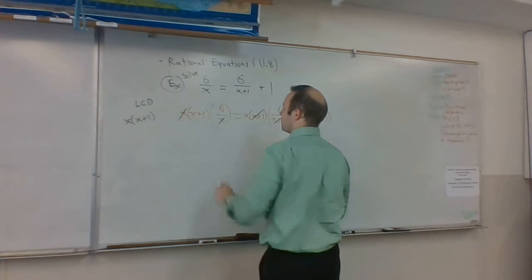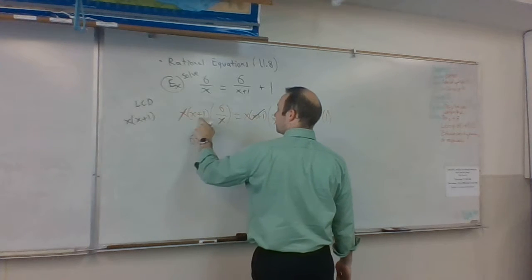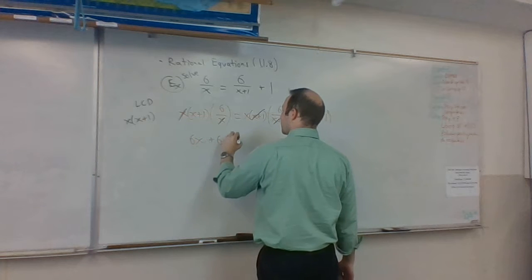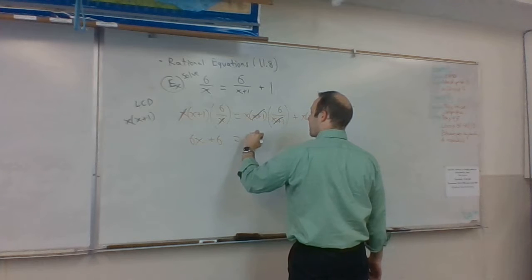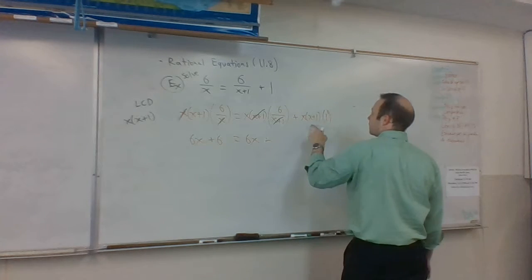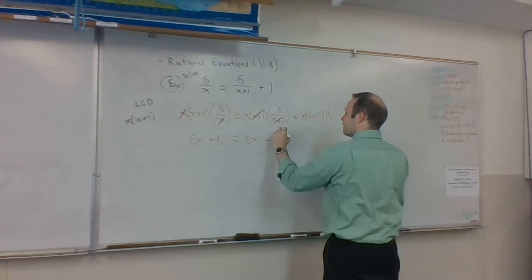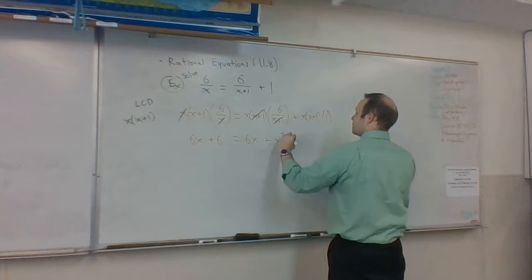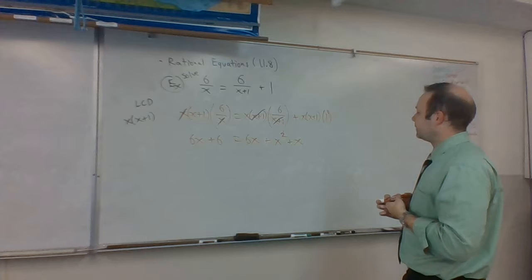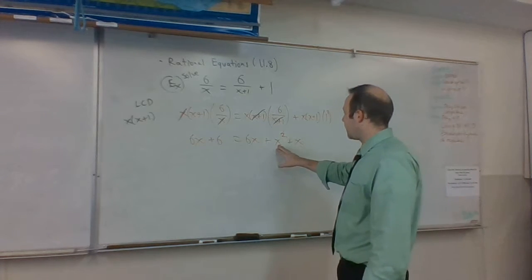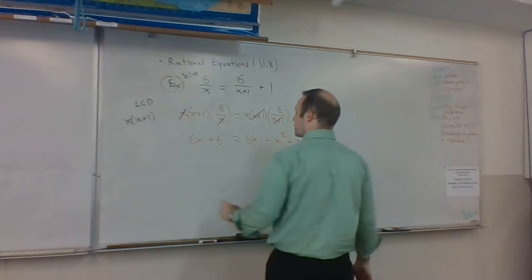So what happens? x plus 1 times 6, well, 6 times x, that is 6x, plus 6 times 1, plus 6, equals x times 6, or 6x, plus x times x, x squared, plus x times 1, or just x. Okay, let's see what we get. I like the fact that I have a positive x squared on this side, so I'm going to throw everything over to this side.